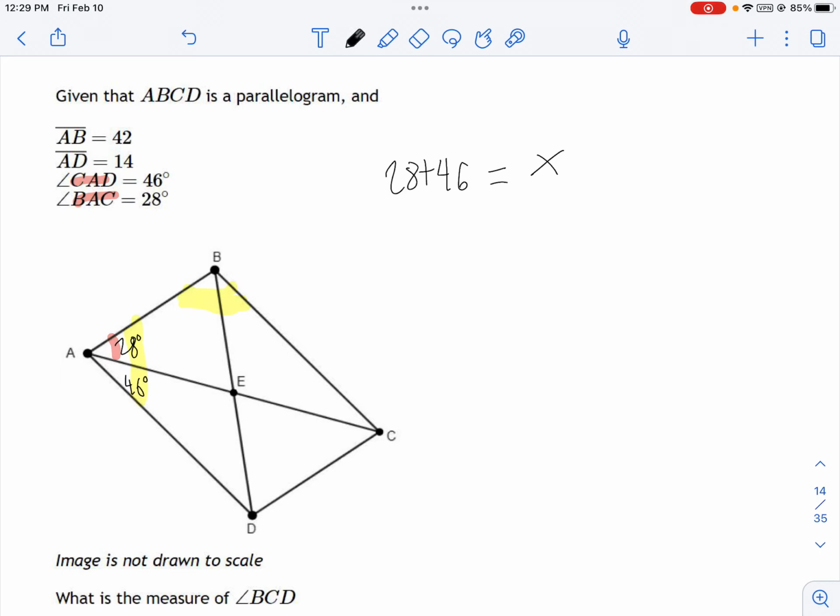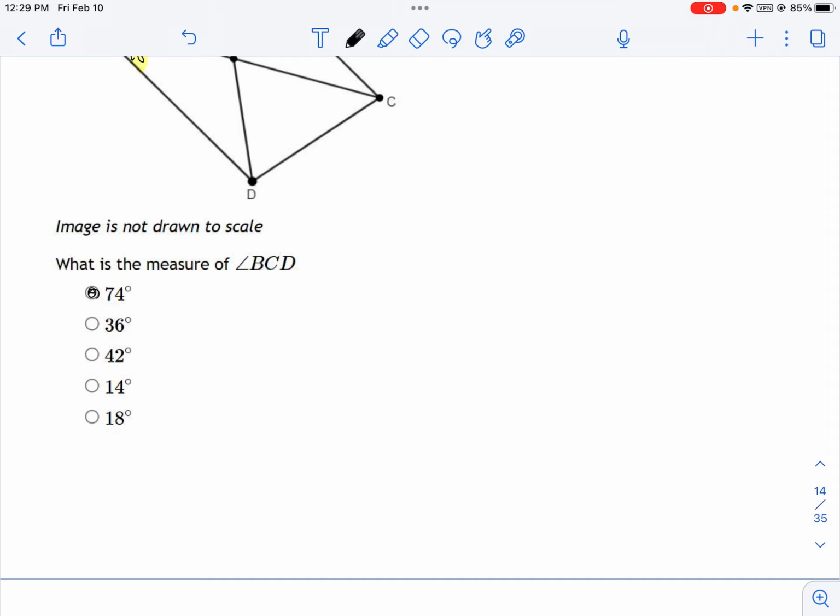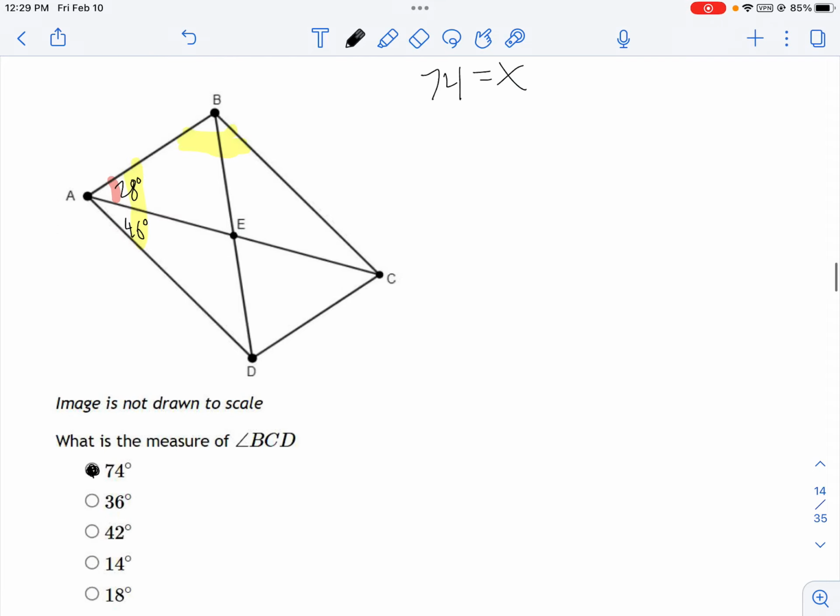So we'd say, all right, 28 plus 46: 20 plus 40 is 60, and then 8 plus 6 is 14. So that should be 74. And we'll notice 74 is one of the measure choices down below. And that would be your answer.